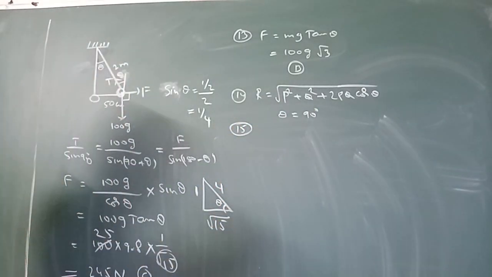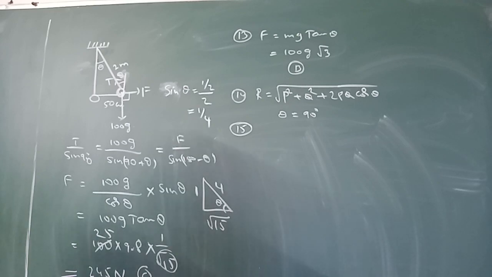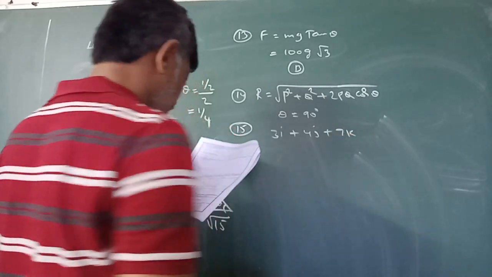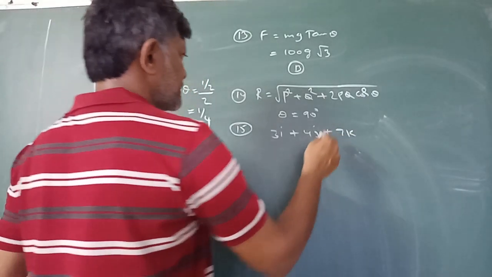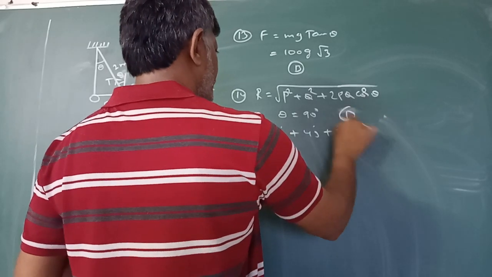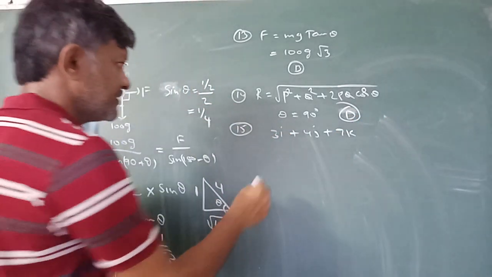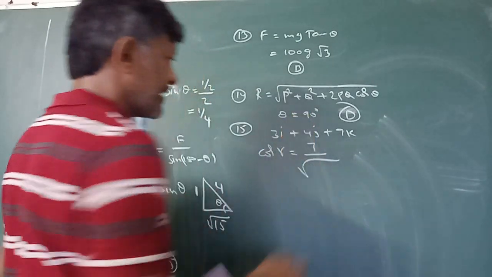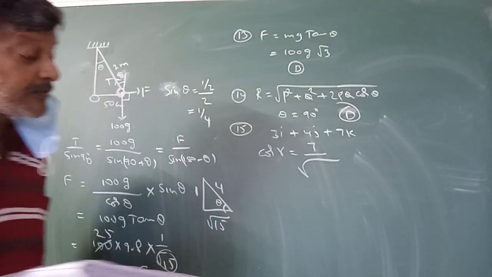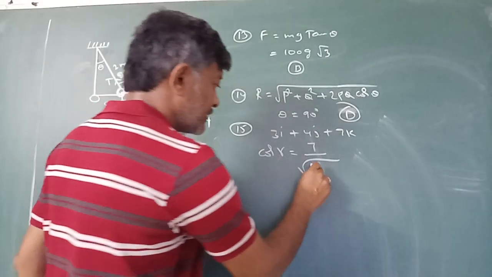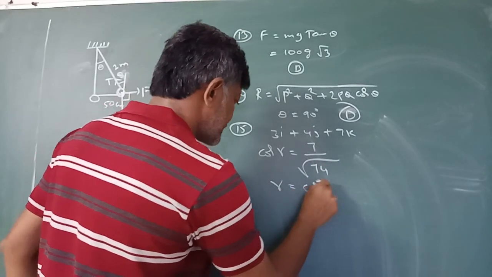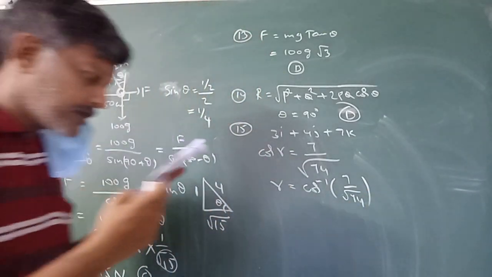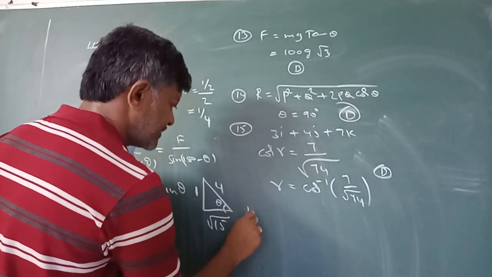15th one, a vector OP bar is 3i plus 4j plus 7k. Now, what is the angle made by it with the z axis? With the z axis means cos gamma is equal to z by magnitude, 7 by root over 9 plus 16, which is 25, plus 49, 74. So gamma is equal to cos inverse of 7 by root 74. Option D is correct. Next, 16th one.